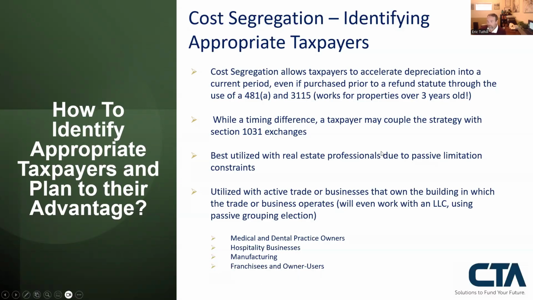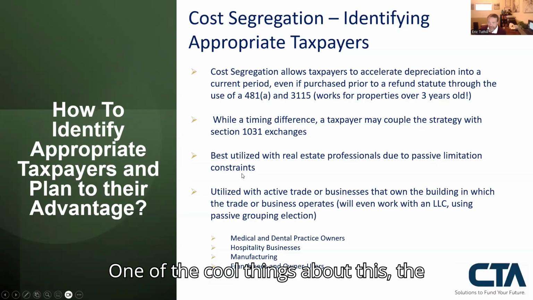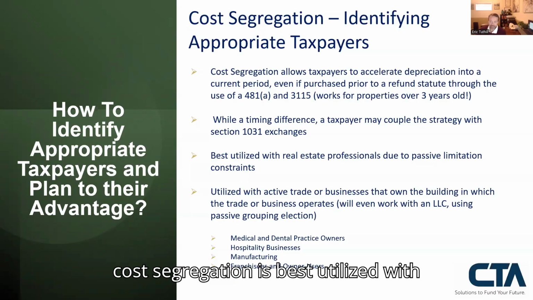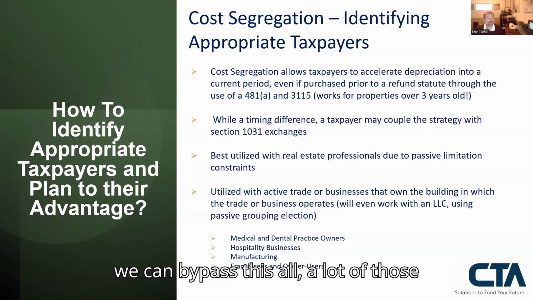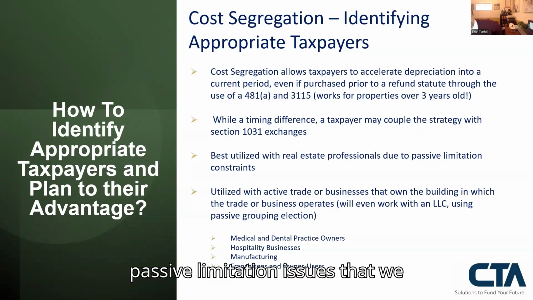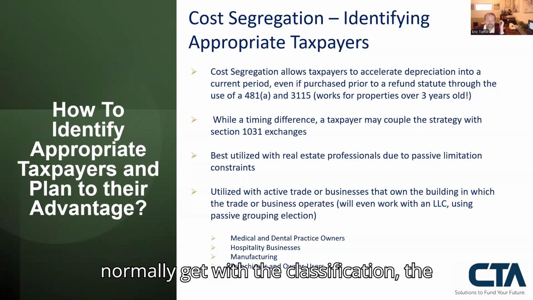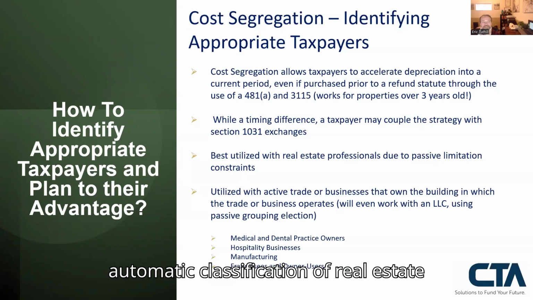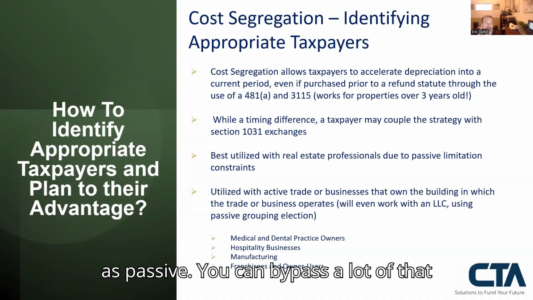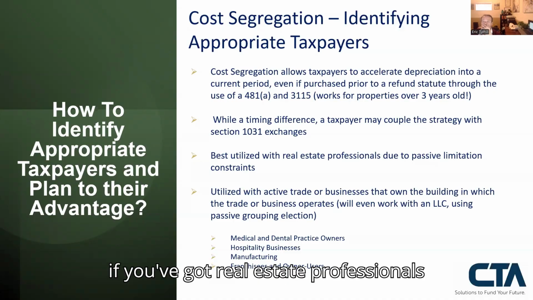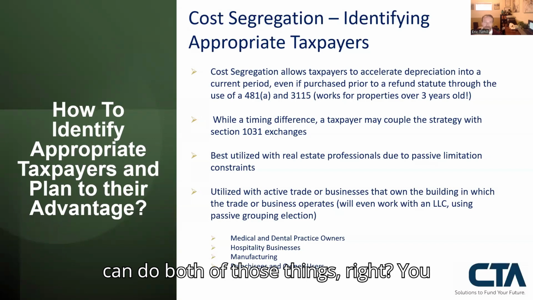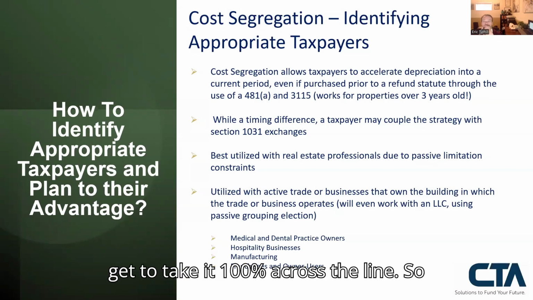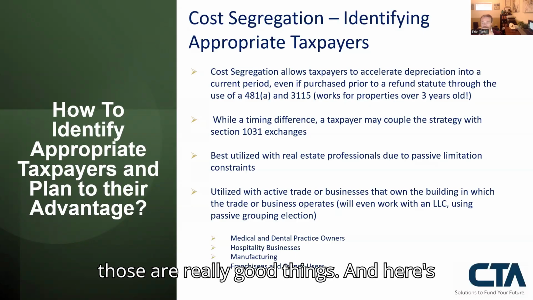You're good to go, right? One of the cool things about this: cost segregation is best utilized with real estate professionals, right? Because we can bypass a lot of those passive limitation issues that we normally get with the automatic classification of real estate as passive. You can bypass a lot of that if you've got real estate professionals and you've got active participation. You can do both of those things, right? You get to take it 100% across the line. So those are really good things.